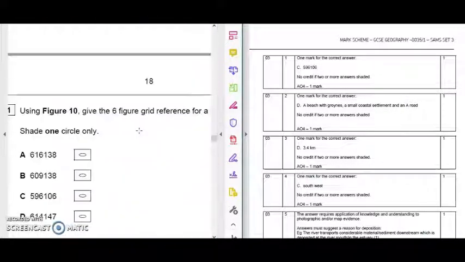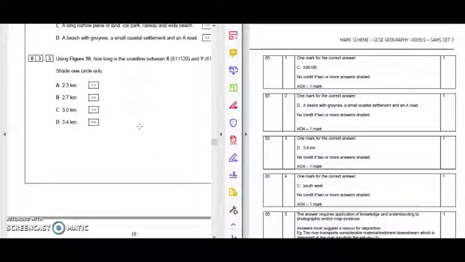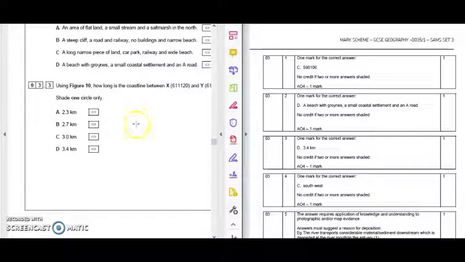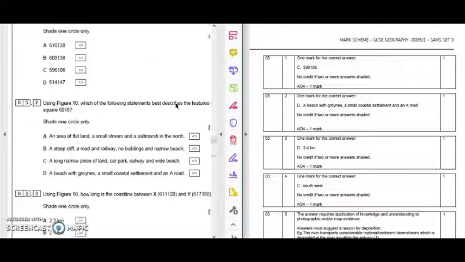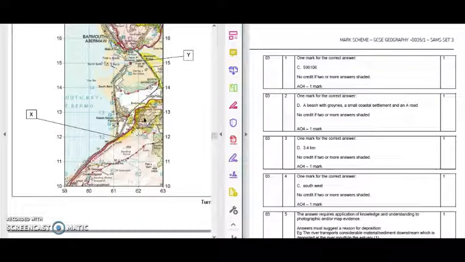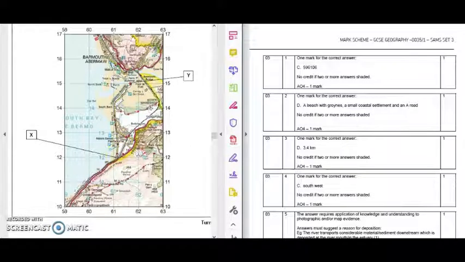3.3. Using figure 10 again, how long is the coastline between X and Y? In one of those circles only. So I'll have a look again. X and Y. So get your ruler out. You need to measure how many centimeters it is. Now, unlike a lot of maps, there is no scale bar down the bottom. So how do you know what the distance is between these 2 points?